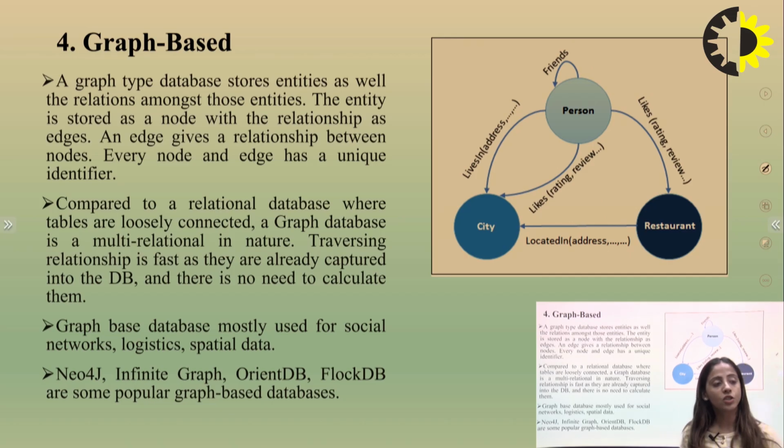Compared to a relational database where tables are loosely connected, a graph database is multi-relational in nature. Traversing relationships is fast as they are already captured in the DB and there is no need to calculate them. Graph-based databases are mostly used for social networks, logistics, and spatial data. Neo4j, InfiniteGraph, OrientDB, and FlockDB are some popular graph-based databases.